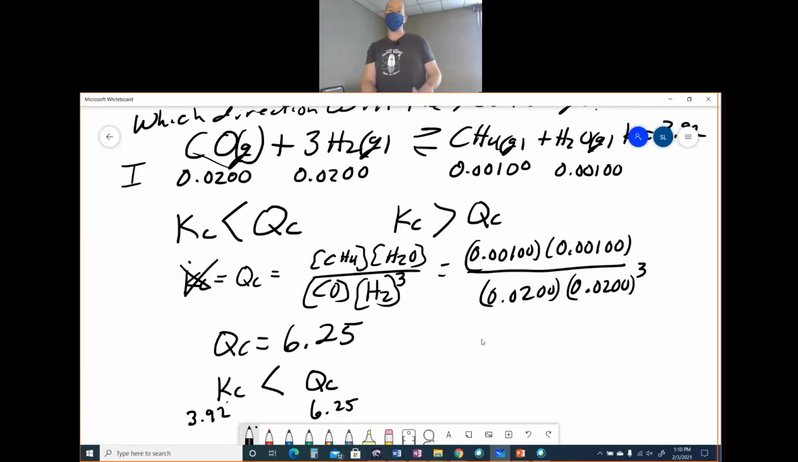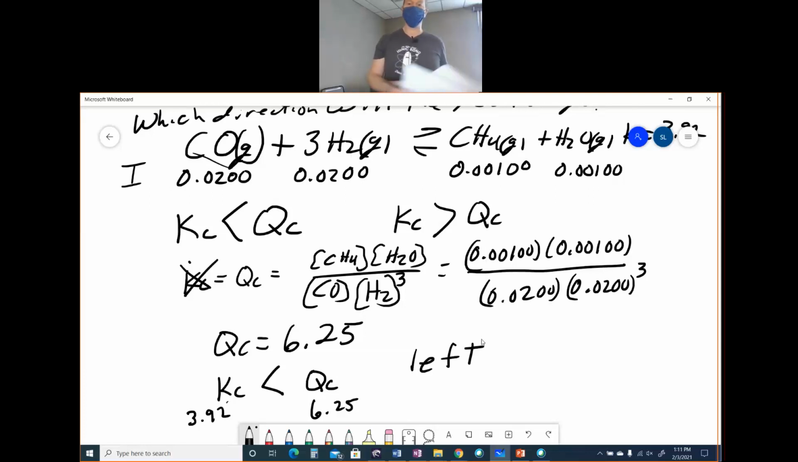Your Qc is too big. 6 is almost twice as big as it should be. So that means that the Qc has too many products, not enough reactants. And so it's going to go to the left to get rid of some products and get some reactants. All right, and so this one, the question was, which way will it go? And the answer is, it will go to the left. It will go to form reactants. It will go in the reverse direction, however you want to say it, it is going to the left.